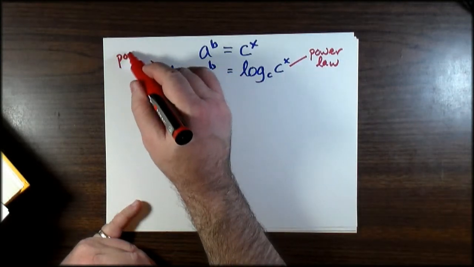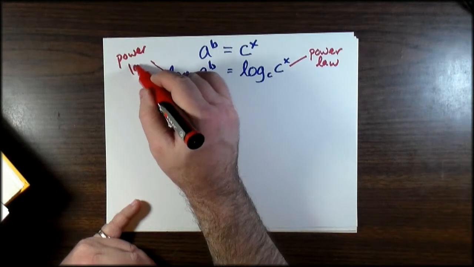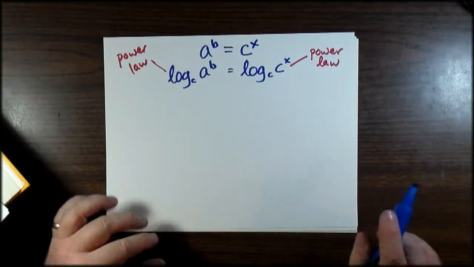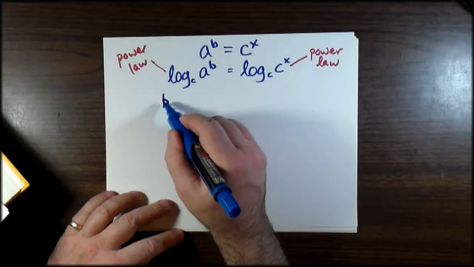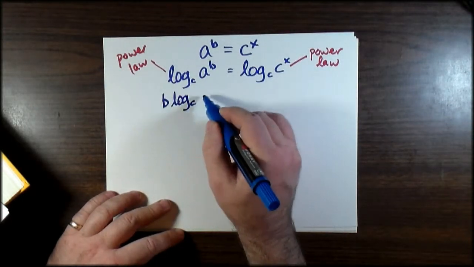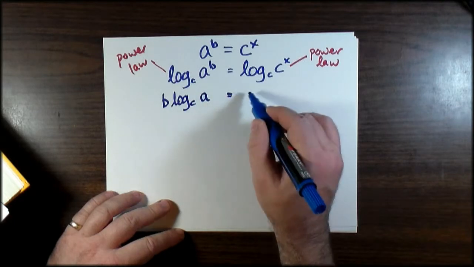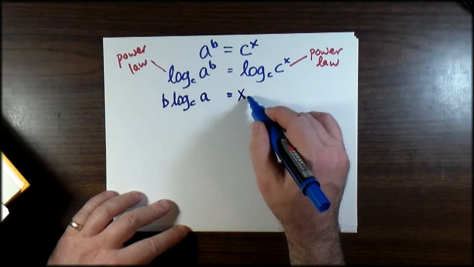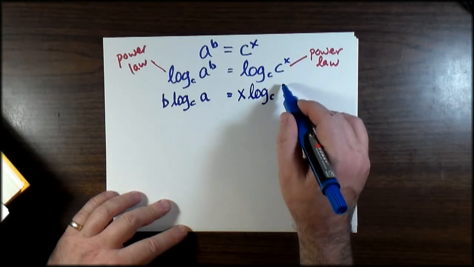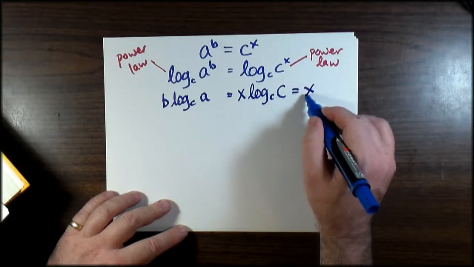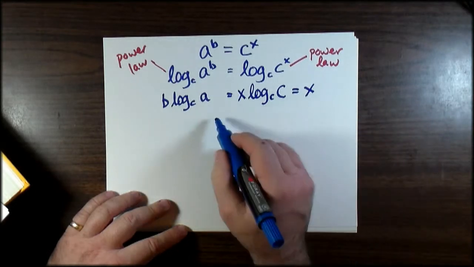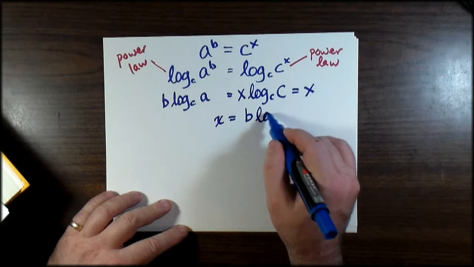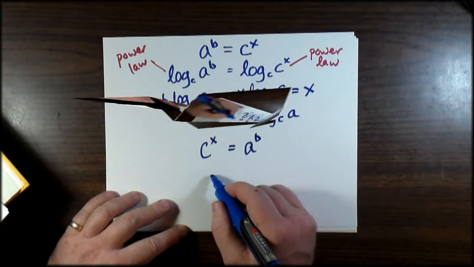And using the power law on the left hand side, b goes in front of the log, and we still have the b times the log base c of a. Now this is just going to be x log base c of c, but the log base c of c is always 1, so really this reduces to x. So x equals b times the log base c of a.